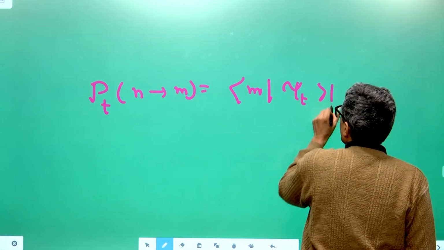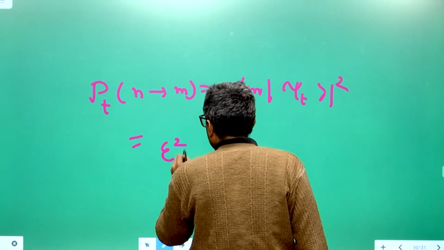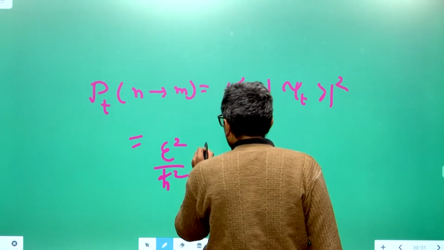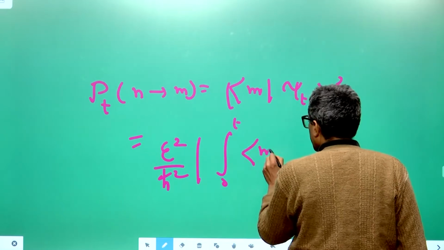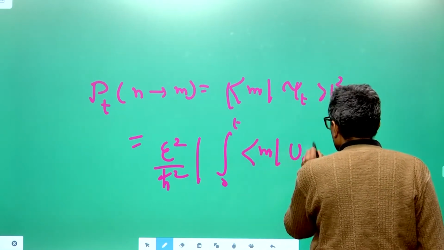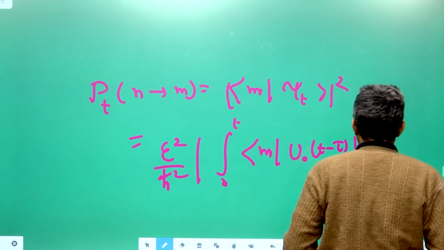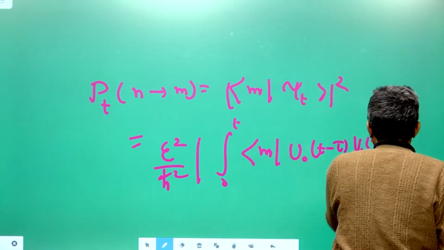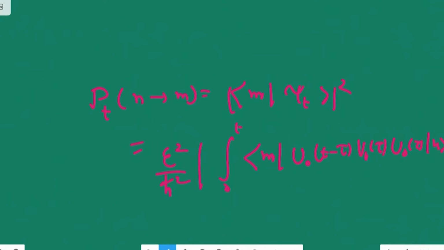equal to simply the magnitude of the m into psi t, squared, approximately up to order E, which is equal to E square by h square times the magnitude of the integral from 0 to t, then m, you have here u0 t minus tau v1 tau, and then you have u0 tau n d tau, mod square. u0 tau is e power minus I e n tau by h cross.